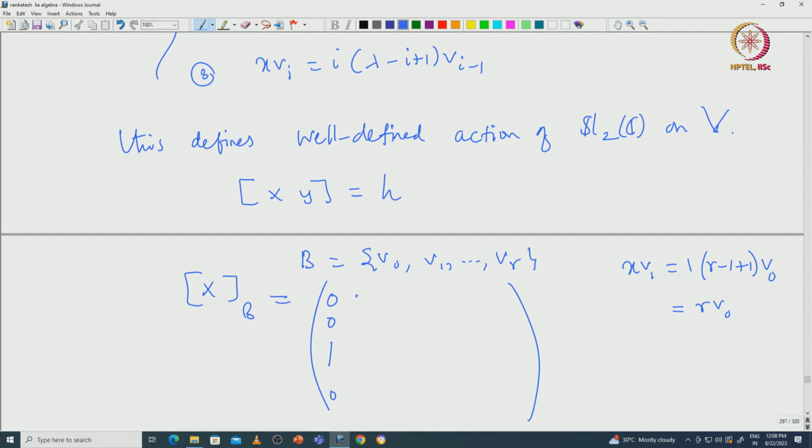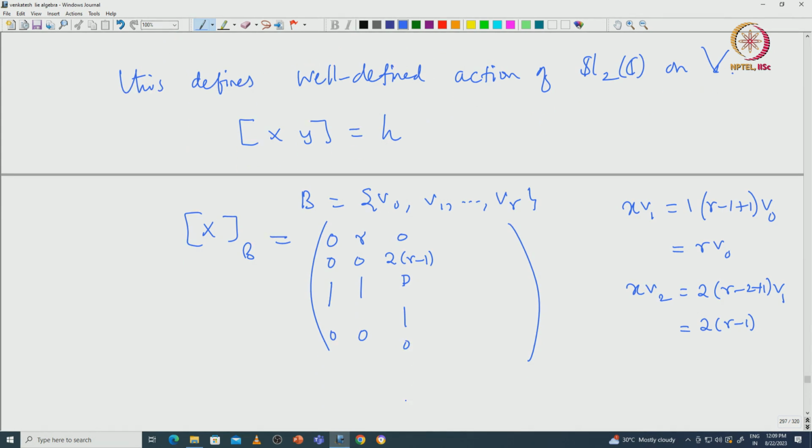Okay. So that is going to be r here and 0 elsewhere. And then x v 2, you can see that this is twice (r minus 2 plus 1) v 1. So that is twice (r minus 1). So this is twice (r minus 1) in the next position and everywhere else is 0.